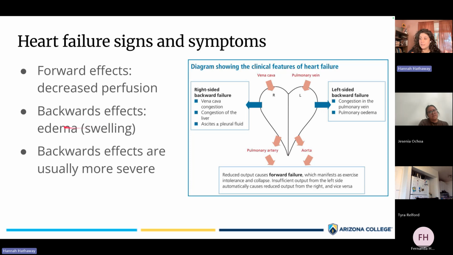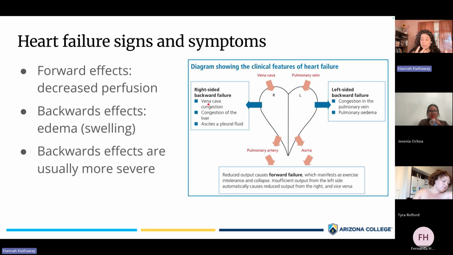And then backward effects are all due to swelling or edema, and that's because of increased hydrostatic pressure. So essentially, fluid gets built up in different places. When we say forward and backward, that has to do with the blood flow through the body. A backward effect is backward from the part of the heart that is affected. So for example, for the right side of the heart, what is backward from the right side of the heart is the rest of the body.